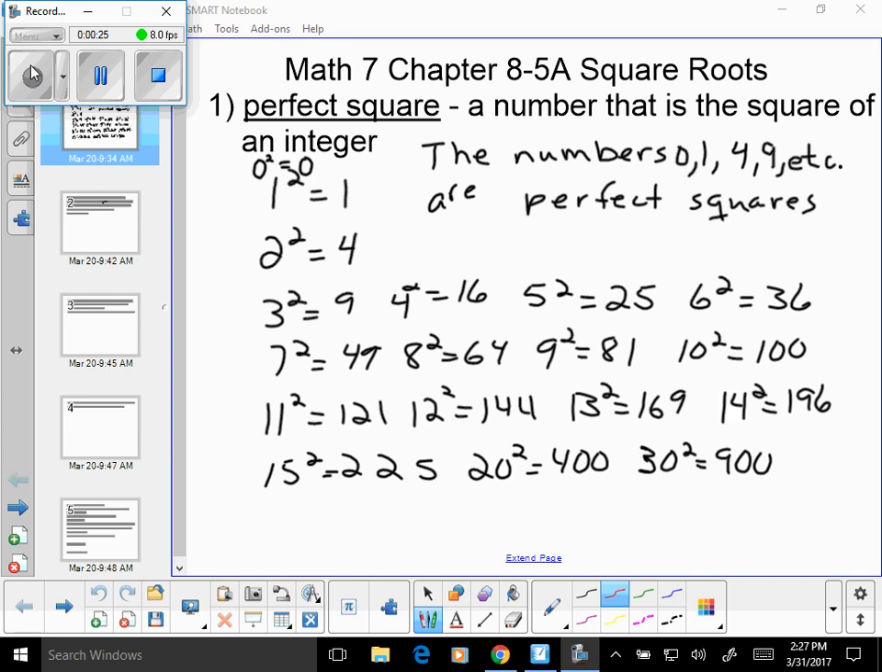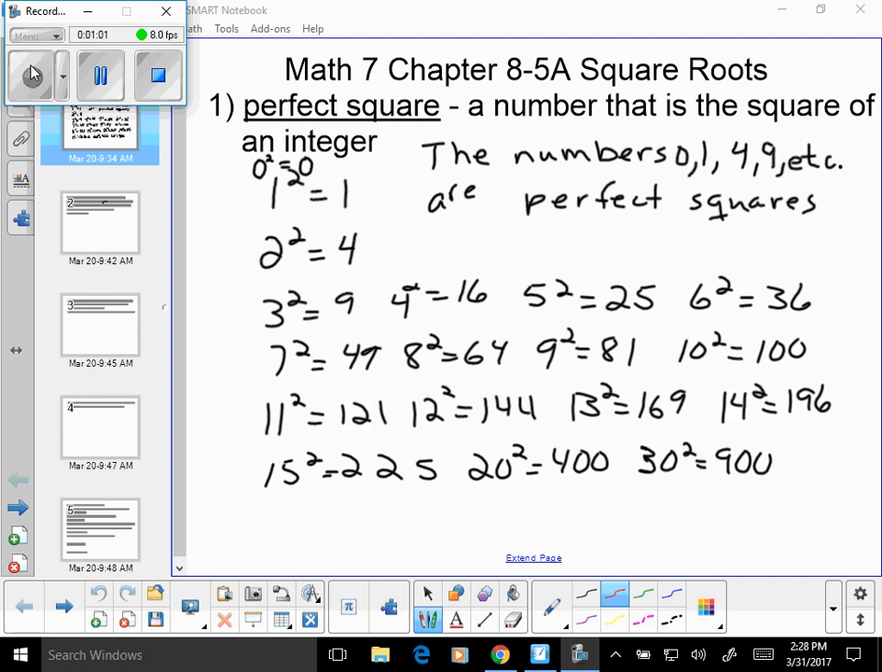Now, a perfect square, yes, that can be a polygon with 4 sides that are congruent and 4 right angles. But numerically, it's really a number that is the square of an integer. So for example, 0 squared is 0. 1 squared means 1 times 1, so we get 1. 2 squared means 2 times 2 or 4. 3 squared, 3 times 3 is 9. 4 squared, 4 times 4 is 16. 5 squared, 25, etc. And I've included here a list of the squares of the numbers from 0 through 15.